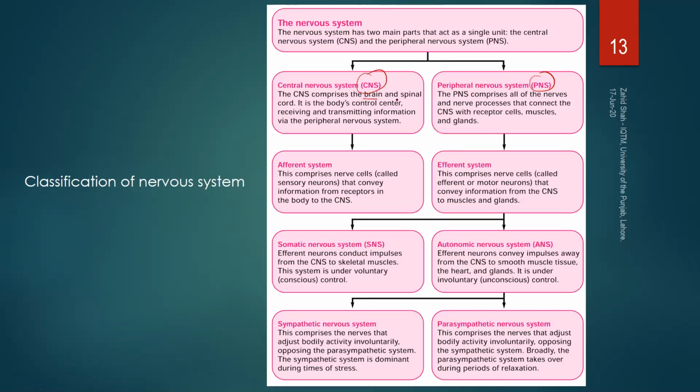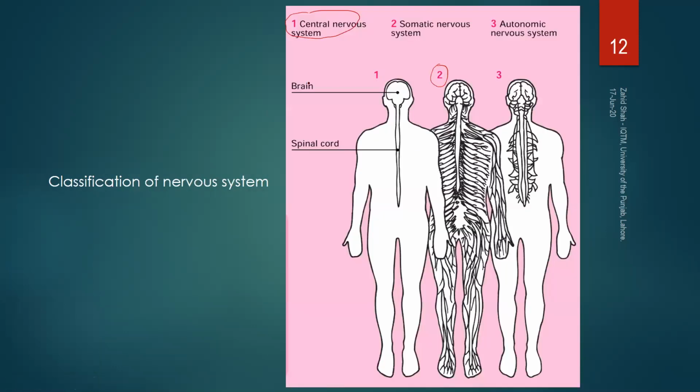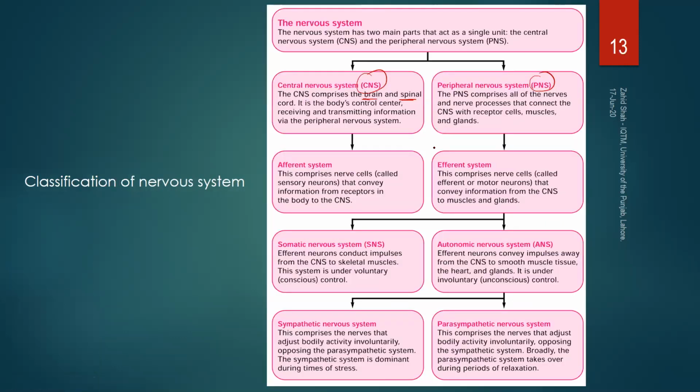As we saw in the previous slide, it consists of two main parts: brain and spinal cord. So that is your CNS. It is the body's control center, receiving and transmitting information via the peripheral nervous system. So you can say that the peripheral nervous system is sort of a subordinate of the CNS, and the CNS, through the PNS, controls different body parts by sending and receiving different types of information.